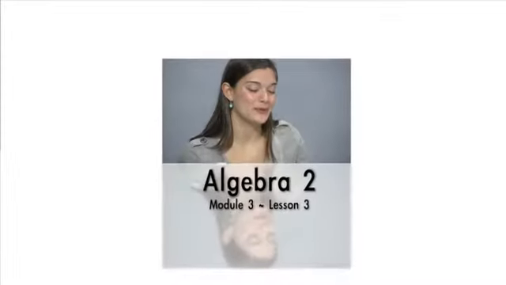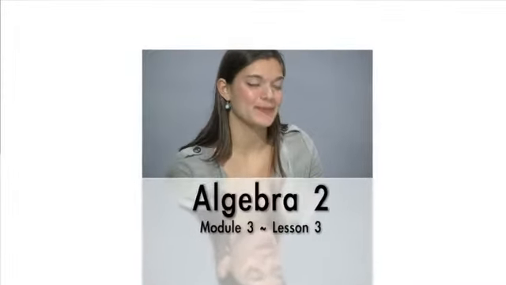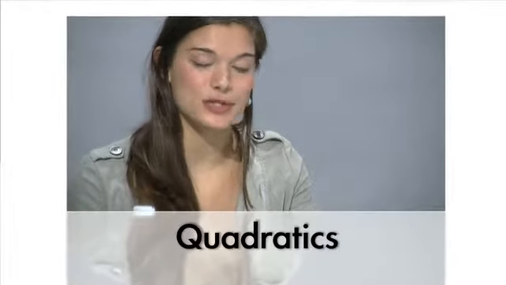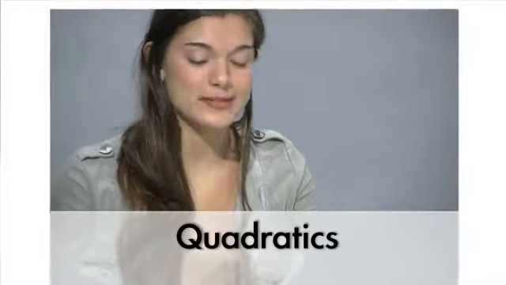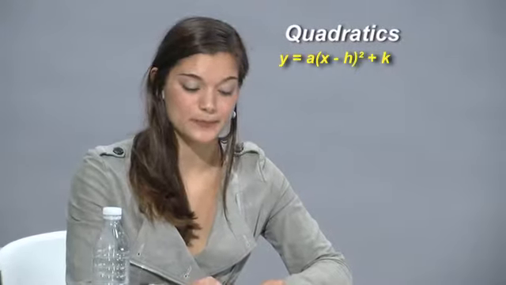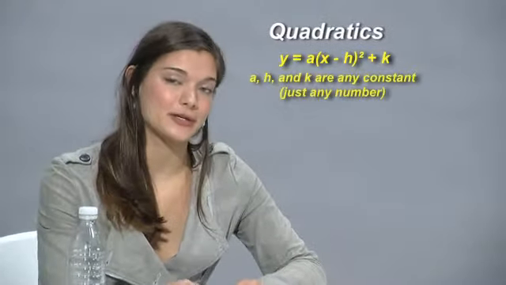You want to learn a little more about quadratics and their graphs? I will show you. A quadratic equation is just an equation with an x squared and a U-shaped graph. The graph is called a parabola. That's just the shape. And a quadratic equation always comes in the form y equals a times (x minus h) squared plus k. And a, h, and k are just constants.